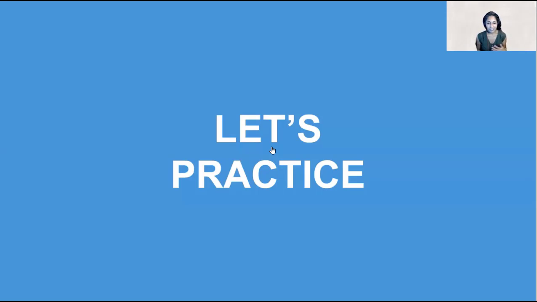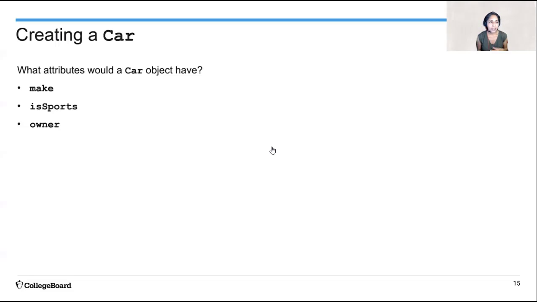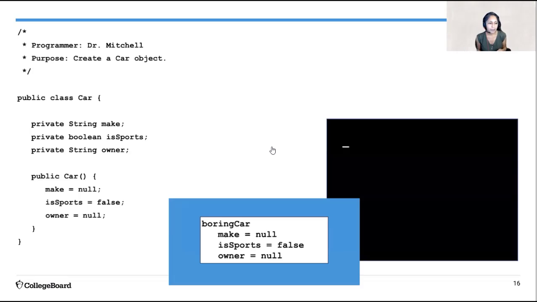So let's look at some examples and practice how we do this. Looking at a new example, I want to create a car object for a program. I might have some attributes like the make of the car, whether or not it's a sports car, so I'll use is sports to represent that, and who the owner of that car is.